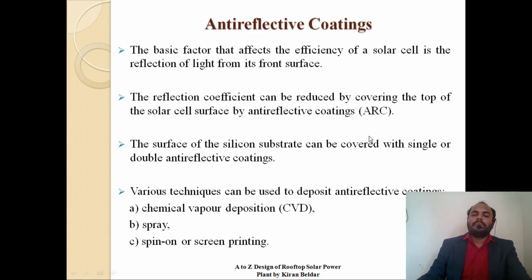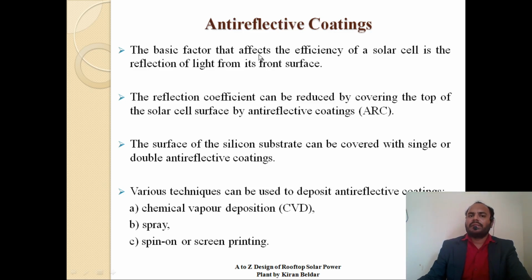Anti-reflective coating. Basically, the anti-reflective coating is a substance that we apply over the front surface of a solar cell. Due to the application of this coating, the light is not reflected from the top surface. As the light is not reflected, it is trapped, or the photon is absorbed in the p-n junction. Therefore, the number of electron-hole pairs generated in the p-n junction of the solar cell will be higher, and because of that, the electricity is generated.